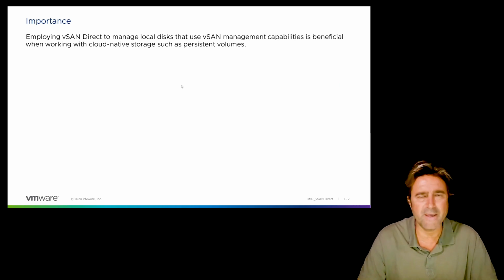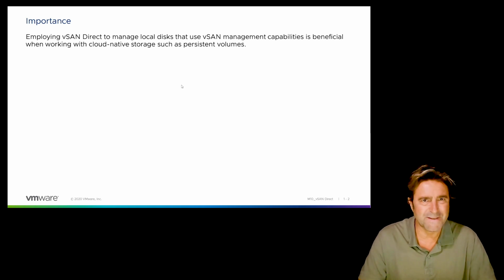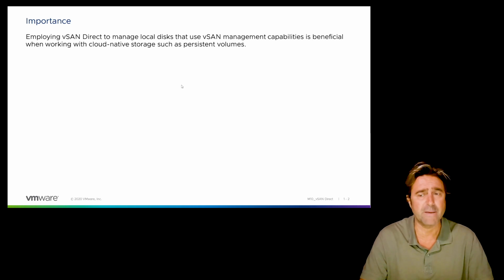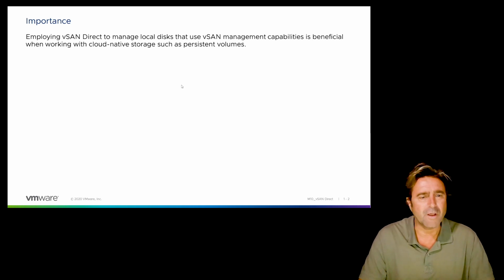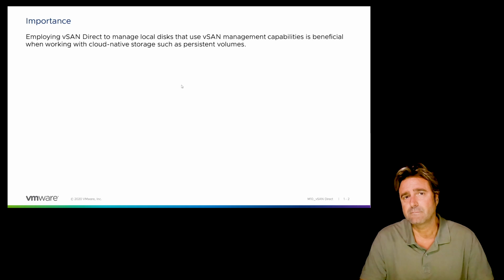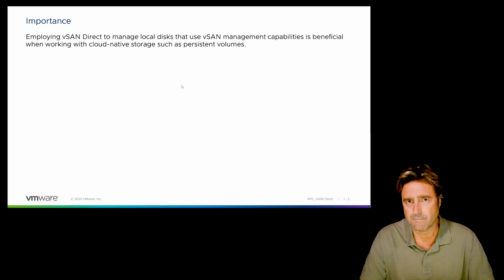Let's talk about why this could be something very important for some of you guys. Let's read what it says in this page. Notice it says employing vSAN Direct to manage local disks that use vSAN management capabilities is beneficial when working with cloud native storage, such as persistent volumes. So the first thing to understand is that this feature was created with Kubernetes in mind.